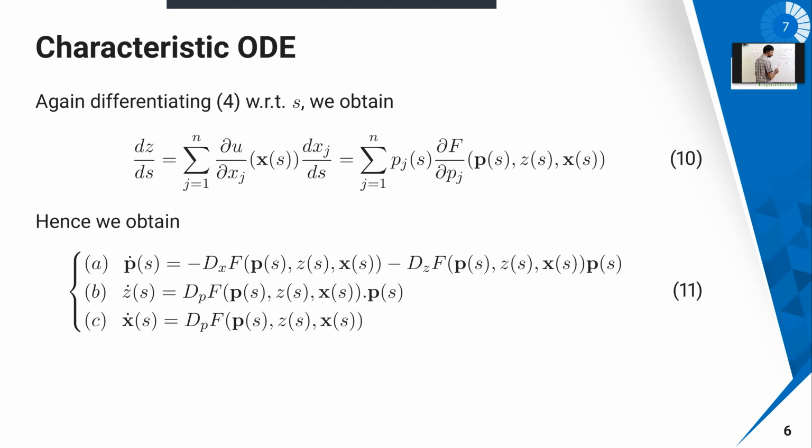What I have is p data base equals minus D_xF minus D_zF into p, and z data base equals D_pF dot p, and x data base equals D_pF. So here I have to calculate what is my D_x, what is my D_p, and what is my D_z. That's what I have to calculate.